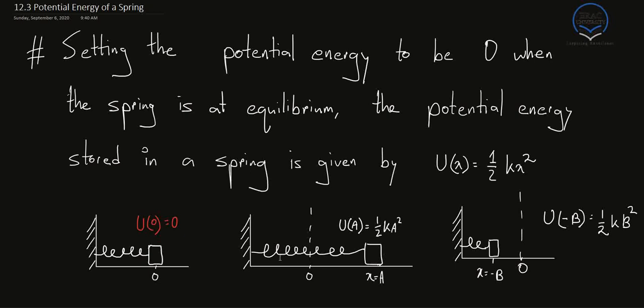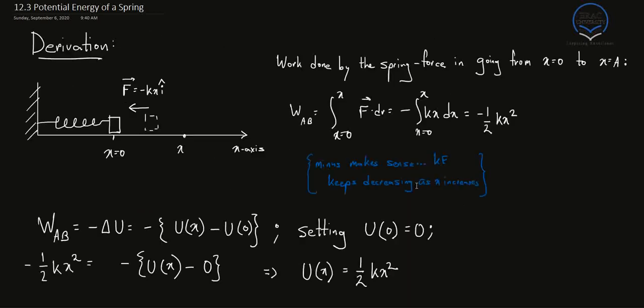If it's compressed so that x equal to minus b, then the potential energy is half k b squared. Notice that by this form, and this form is of course dependent on this choice of reference potential, but anyway, in this form we see that the potential energy is always positive, so that's an interesting thing to remember. It is of course just a choice we make, but it's a useful one. So the derivation is in the following way.